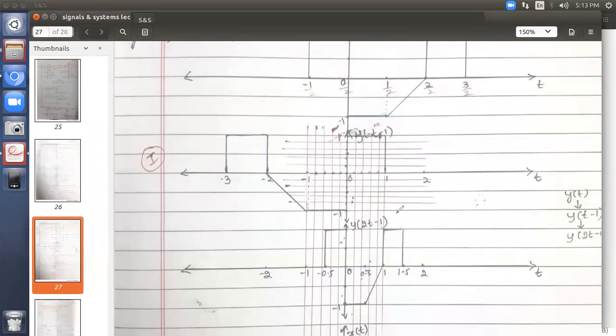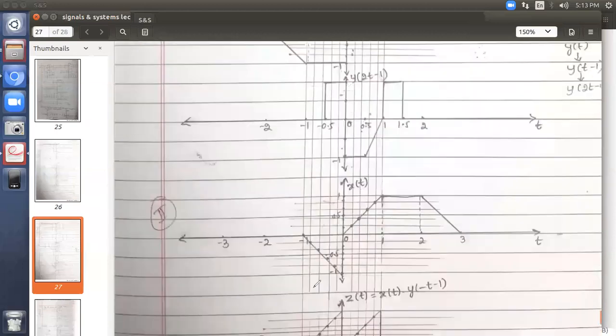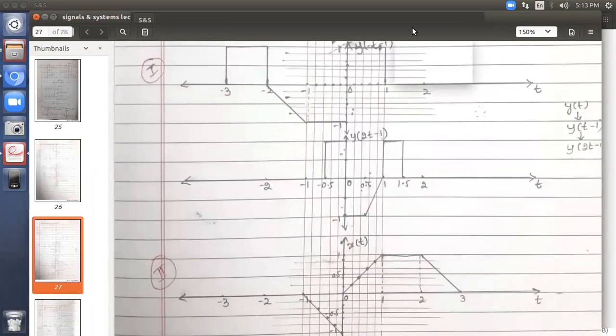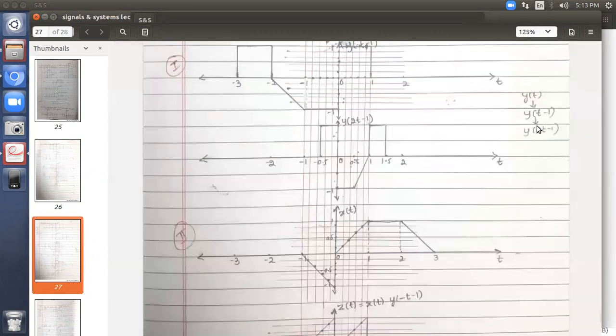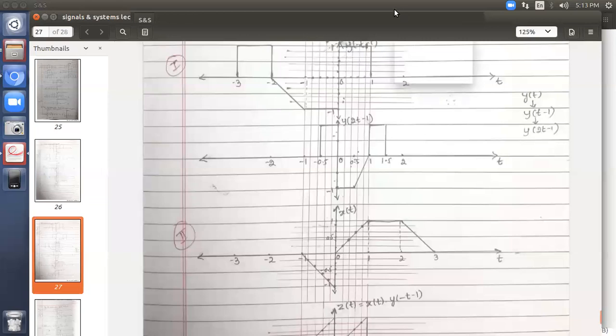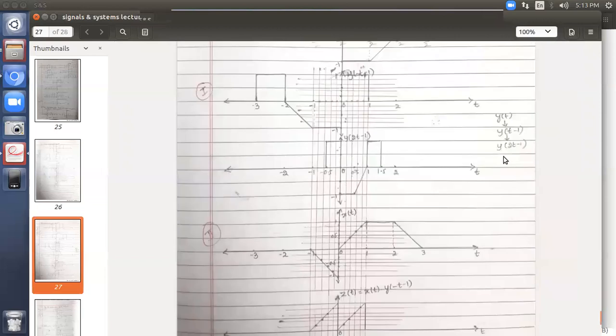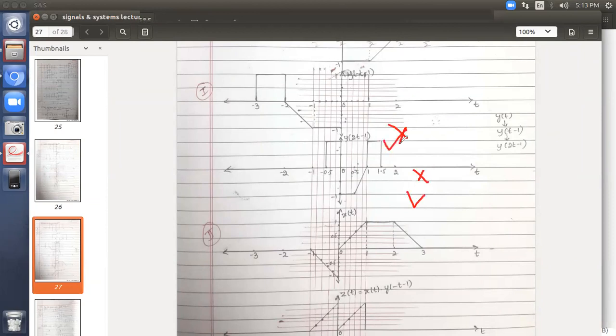If anything goes wrong, please let me know, because here I thought I had done something wrong. Okay, wait, it is not wrong. Let me zoom in. It is not possible to get this complete in a single sheet. Let me take this. Yes, it is not wrong, it is correct. Actually, I was multiplying these two, so it was wrong. But I have to take this y of minus t minus 1.